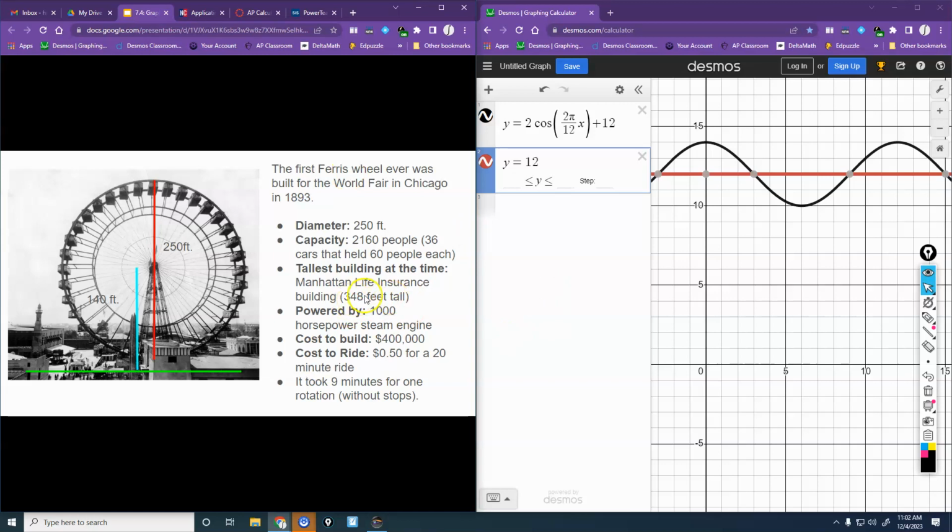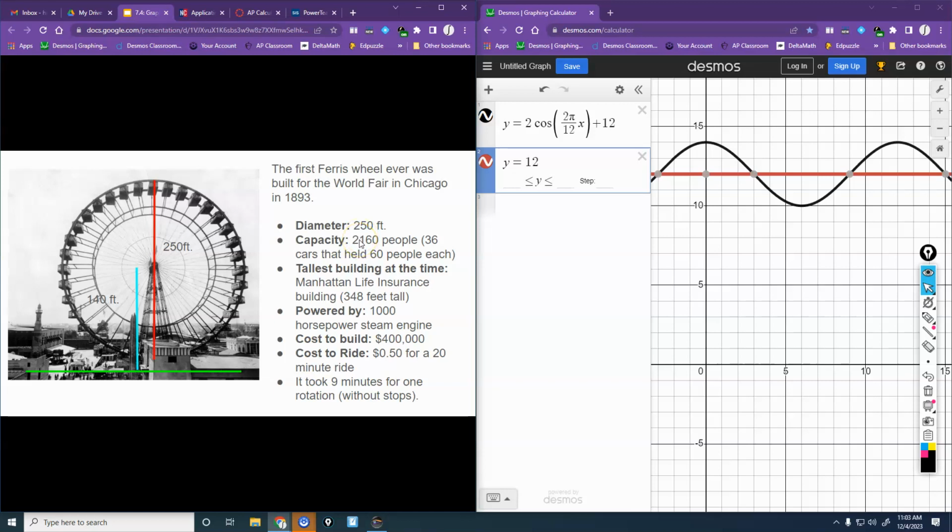Remember, the highest building is 348 feet tall. This Ferris wheel, each one of these cars held 60 people each. They were like train cars. This is not just like your little Ferris wheel that you see. There were 60 people apiece in each one of these. So this Ferris wheel held 2,160 people whenever it was fully loaded.